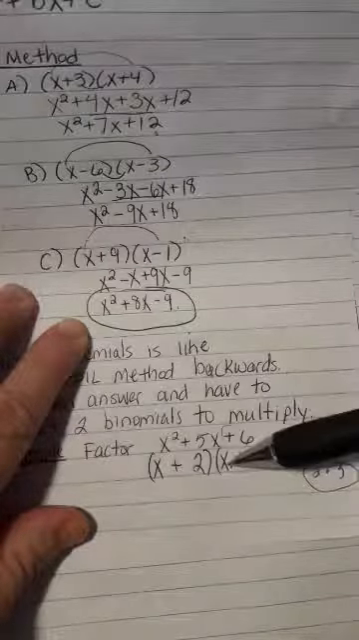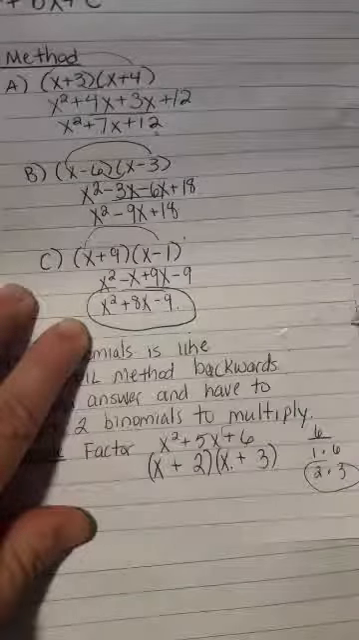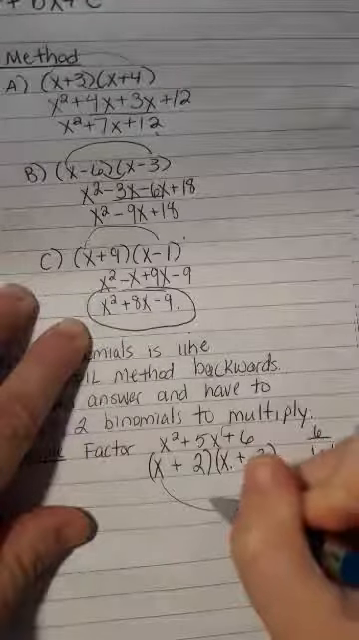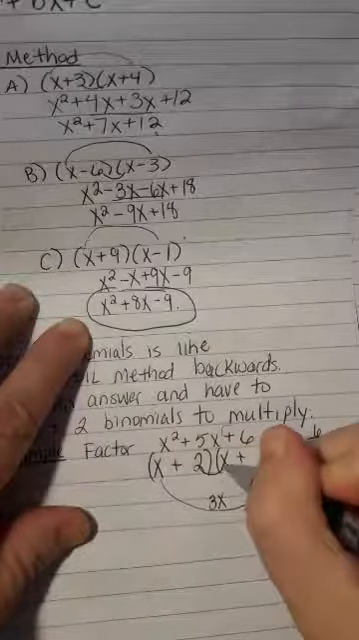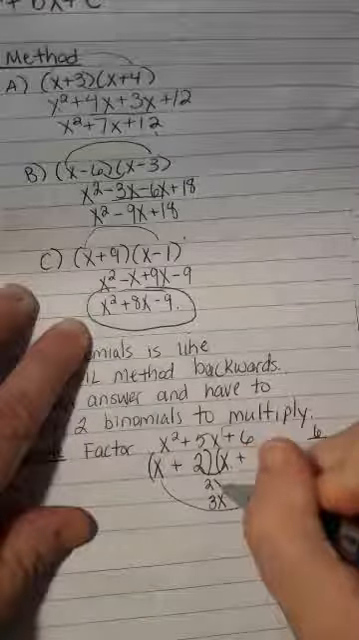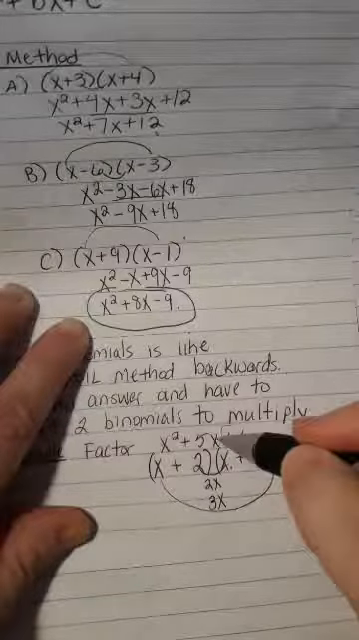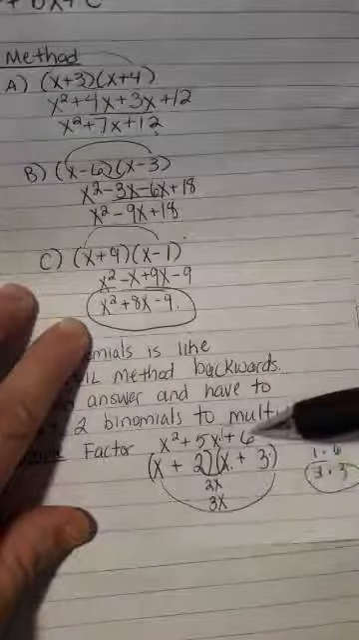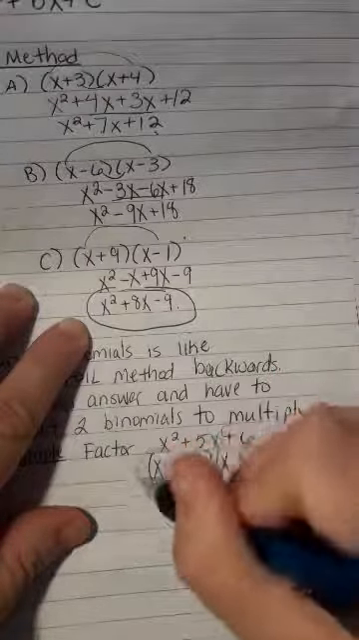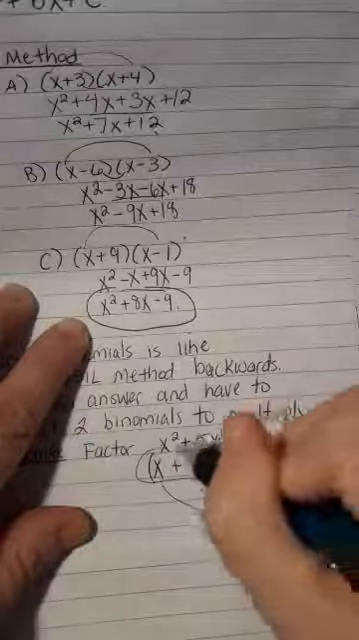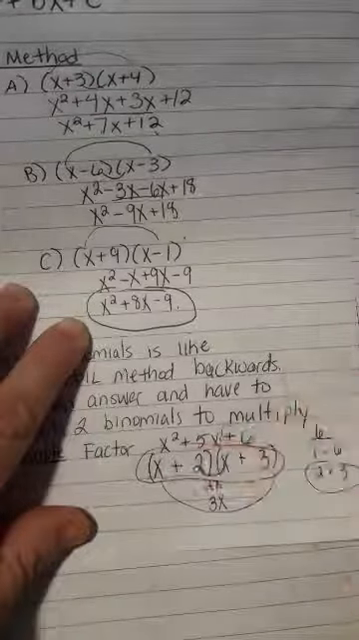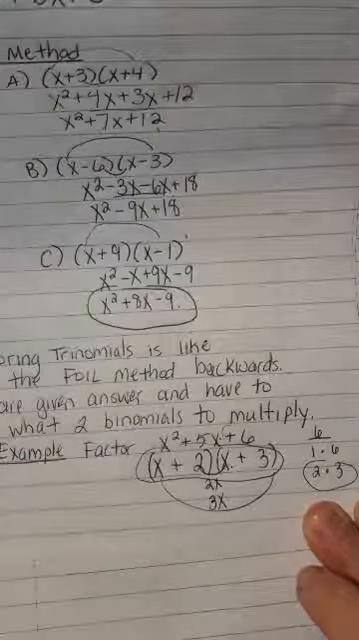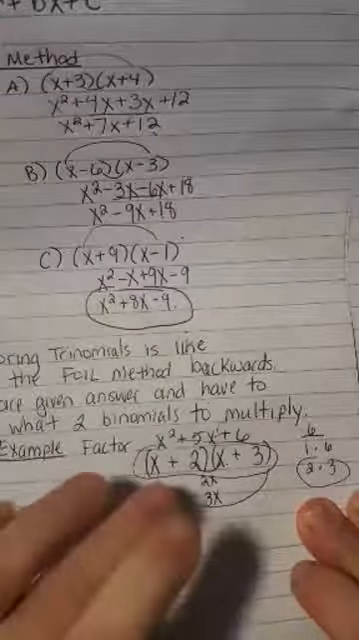So x times x is x to the second. You want to check your outsides, x times 3, which is 3x, and your insides, 2 times x, which is 2x. And when you add those together, you're supposed to get that 5x, which we do. And then the last times the last, 2 times 3 is 6. So your final answer is going to be those two parentheses, x plus 3 times x plus 2. And it doesn't really matter which order you go in. x plus 2 times x plus 3, or x plus 3 times x plus 2. That doesn't matter.